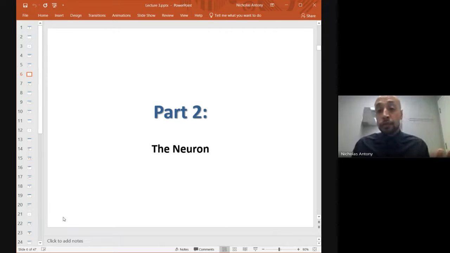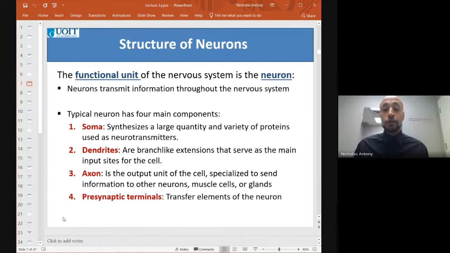The neuron is the functional unit of the neurological system. It's a specialized cell that creates our ability to send a signal from one area of the body to another. That is the purpose of the neurological system. The neuron is a highly specialized cell, and there are specific components that differentiate it from other animal cells. The things that make it a neuron are that it has 4 specific components.